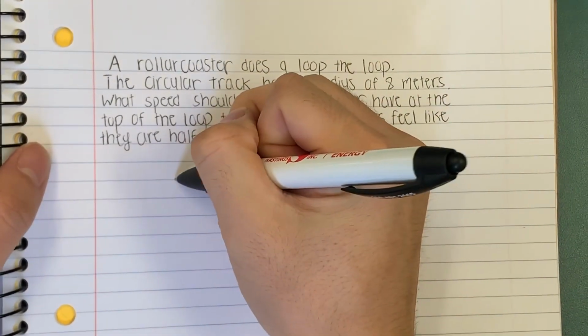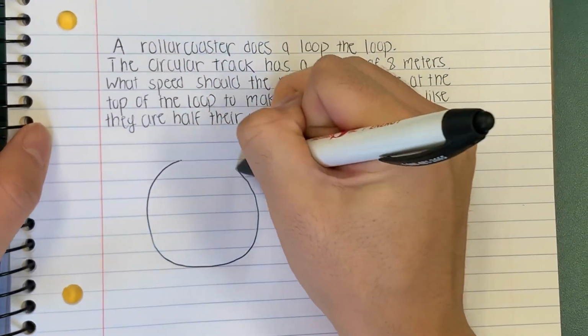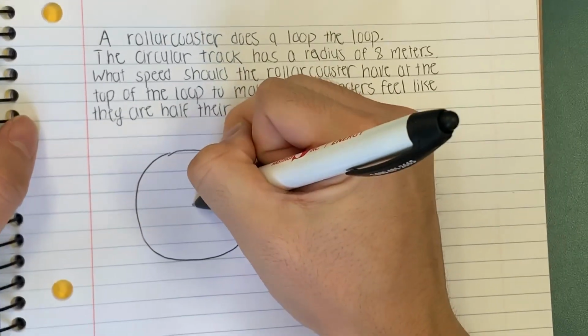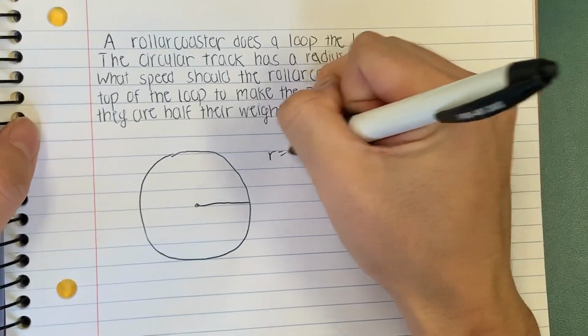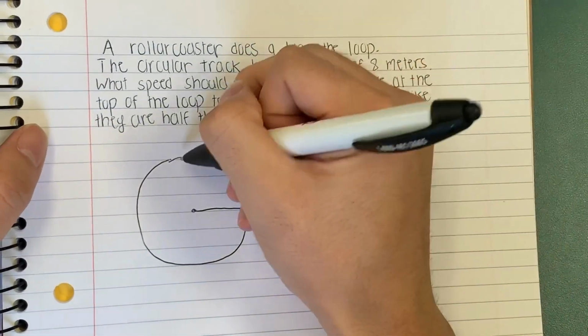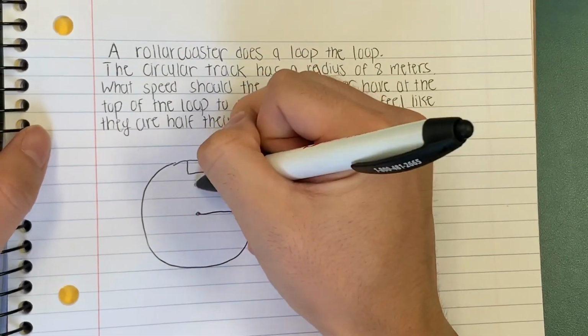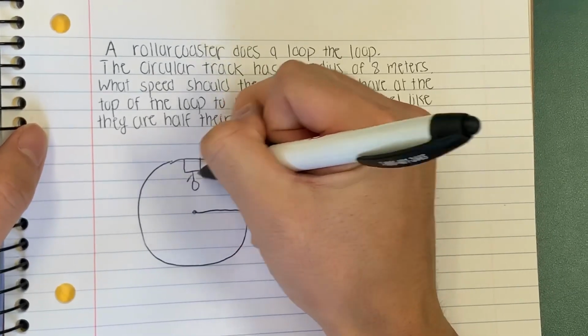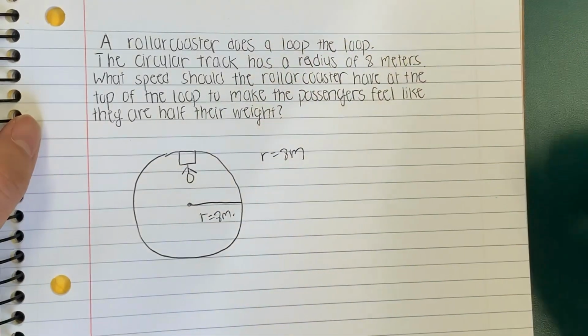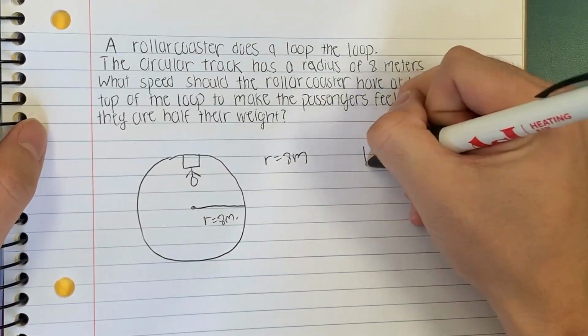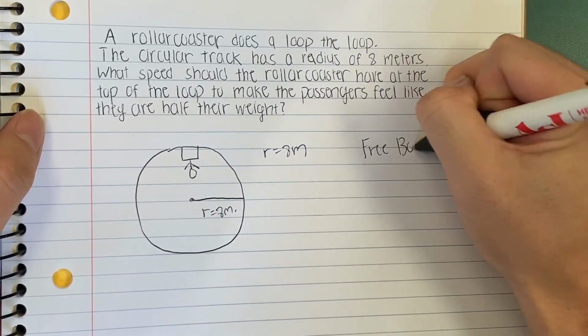So you first want to start with just the basic diagram of what's going on to get an understanding of the problem. So you draw what's given, and the given is that the radius is 8 meters, and you want to know the speed when they are at the top of the roller coaster. Then after you draw that, you want to draw your free body diagram.